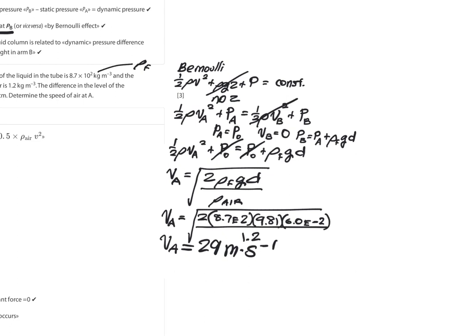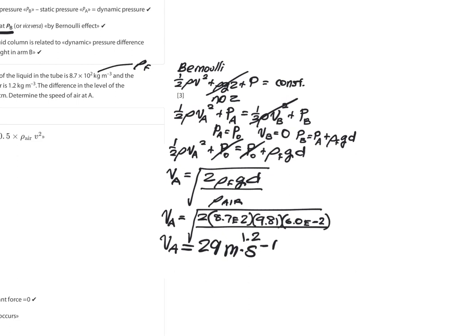And so we wind up with 1/2 density of air times the speed of the air at A squared equal to the density of the fluid in the tube times g times the difference in the height. If we isolate the velocity at A, we get the square root of 2 times the density of the fluid in the tube times g times the difference in height, divided by the density of air. The density of the fluid was given, the density of air was given, the difference in the height is given.